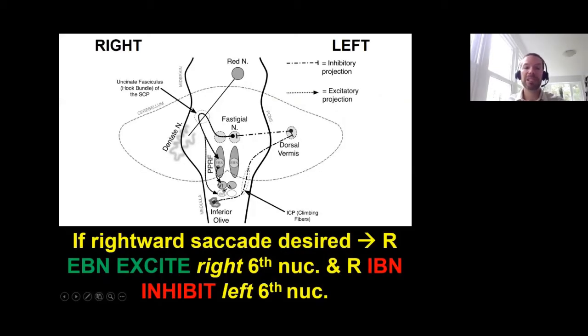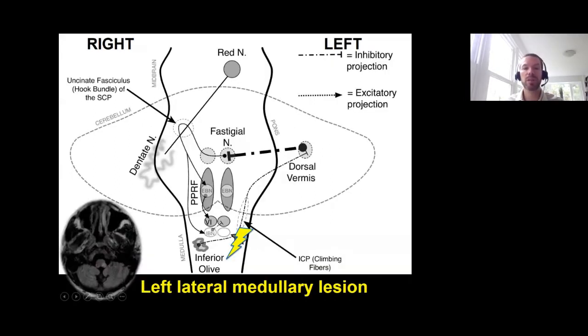So if you desire a rightward saccade, what happens? The right EBN is going to excite the right 6 nucleus, which is going to move both of the eyes to the right side. And this excitation via the vestibular nucleus is simultaneously going to excite the inhibitory burst neuron, the IBN, which is going to inhibit the left 6 nucleus, preventing the eyes from moving to the left. So in 2 ways, directly and indirectly, you're able to move the eyes to the right side.